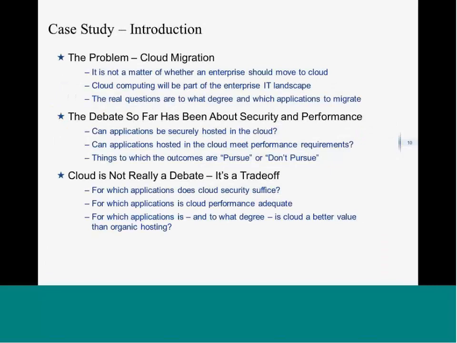Now, with our concepts defined and our process for defining a best value solution established, let's consider now our case study. The problem that we have before us is that of an enterprise that's migrating applications to a cloud environment. Now, those who've been involved in the decision-making process feel that really it's not a matter of whether the enterprise should move to the cloud, since they recognize that cloud computing will be a part of the enterprise IT landscape. But the real questions are that of, one, to what degree the enterprise should migrate to the cloud, and two, which applications should make that migration.